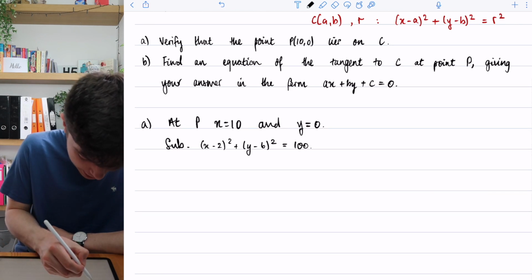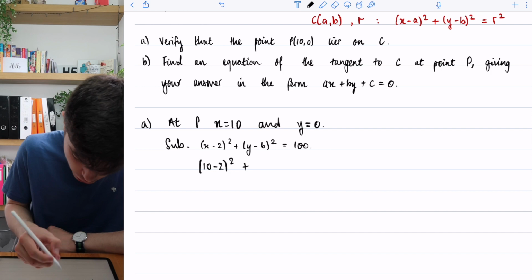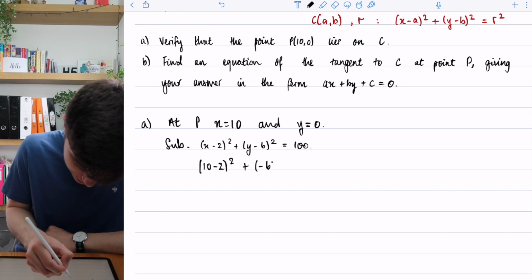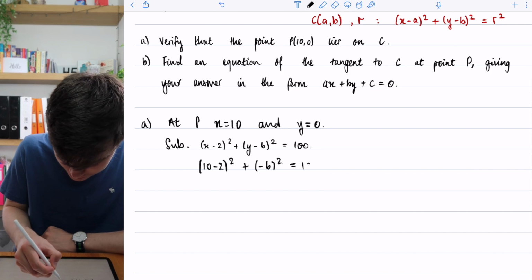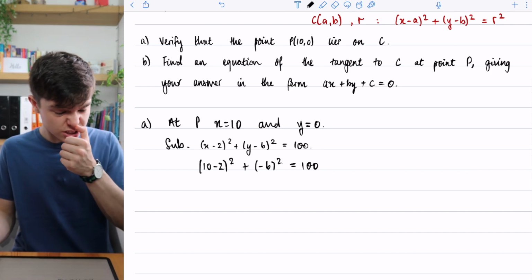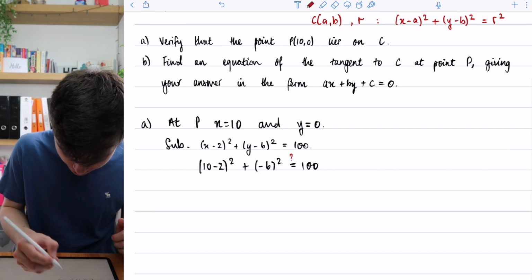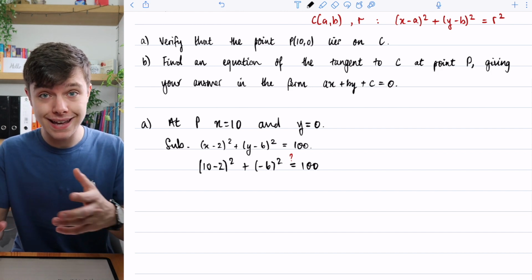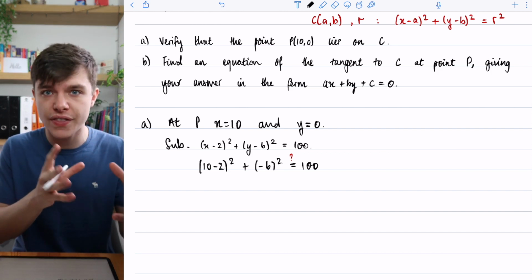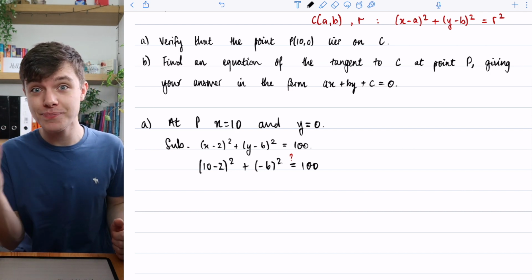So x is 10, we'll have (10 minus 2) squared plus (minus 6) squared, because it's 0 minus 6. That is equal to 100. Well, we don't actually know that yet, okay? So I'm going to put a little question mark, because we're asking, when we substitute the point P into the equation, is it true that the equation works?